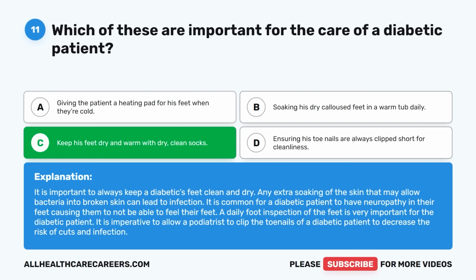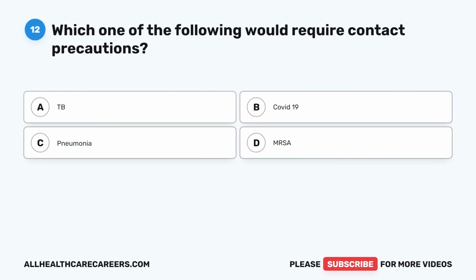It is important to always keep a diabetic's feet clean and dry. Any extra soaking of the skin that may allow bacteria into broken skin can lead to infection. It is common for a diabetic patient to have neuropathy in their feet, causing them to not be able to feel their feet. A daily inspection of the feet is very important for the diabetic patient. It is imperative to allow a podiatrist to clip the toenails of a diabetic patient to decrease the risk of cuts and infection.